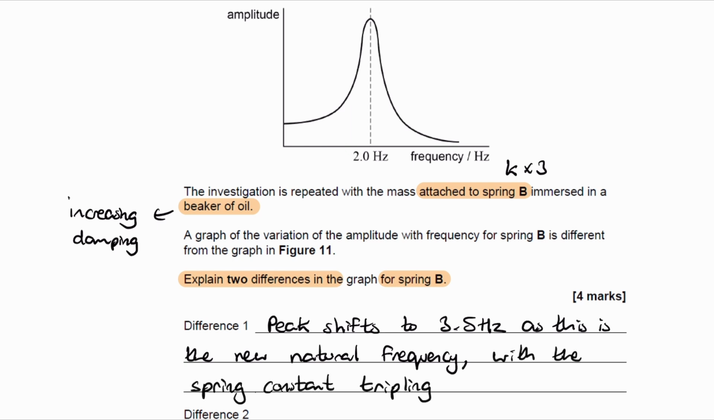And then for the second difference, if we increase damping, remember that damping is a force that opposes the motion of the oscillator. This does work, takes away energy from the oscillator, transfers it to the surroundings, and that will decrease the amplitude of our oscillator at all frequencies. So the amplitude will be lower, and that's because energy is transferred away from the mass spring system due to the work done by the damping force.